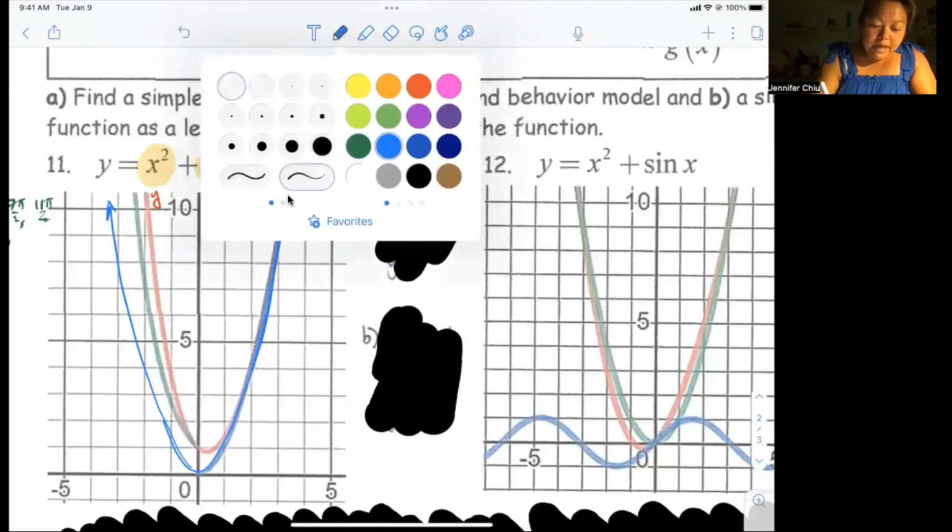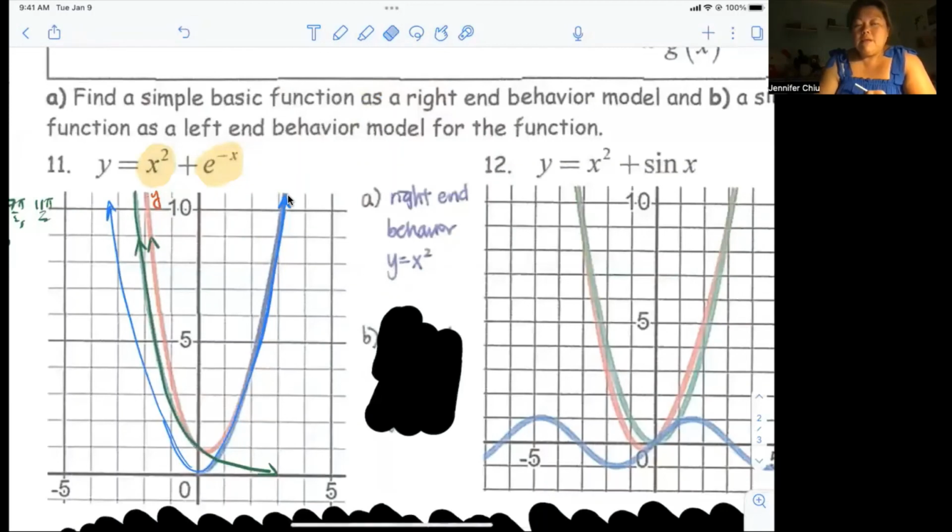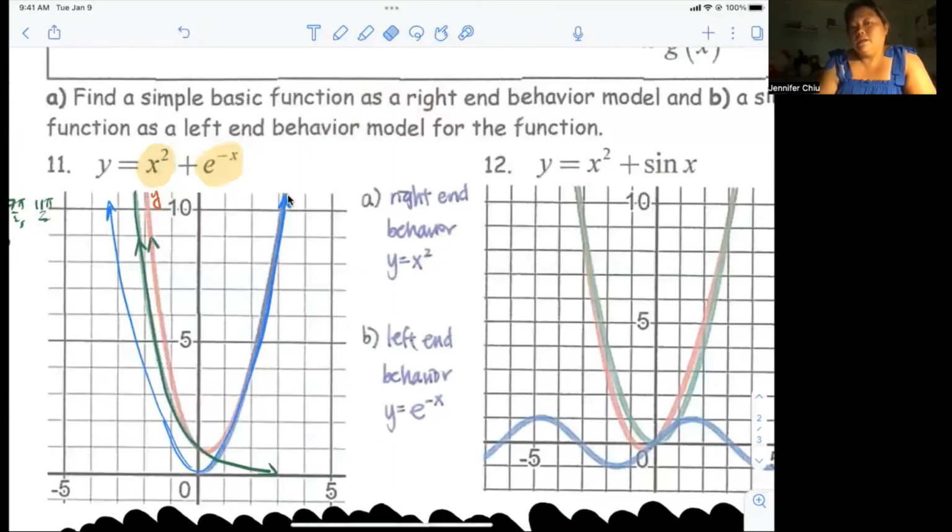When I map out e to negative x, it is this one right here. And you can see it is a very good behavior model for the left-hand side. Even though they don't match up perfectly, we can see they're kind of parallel to each other, going towards the same idea. So the right-hand behavior model is y equals x squared. The left-hand behavior model is going to be e to negative x.